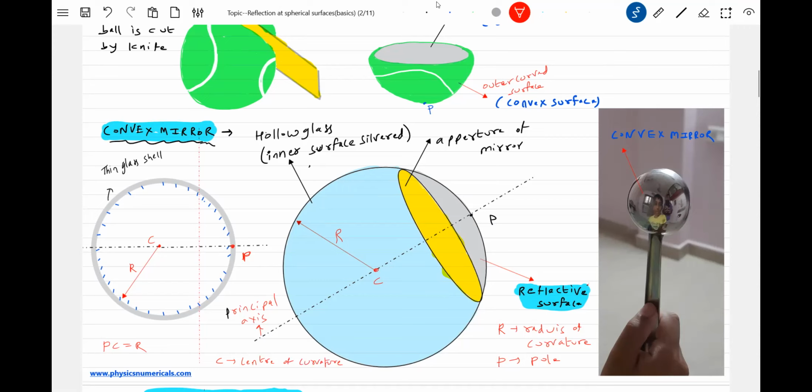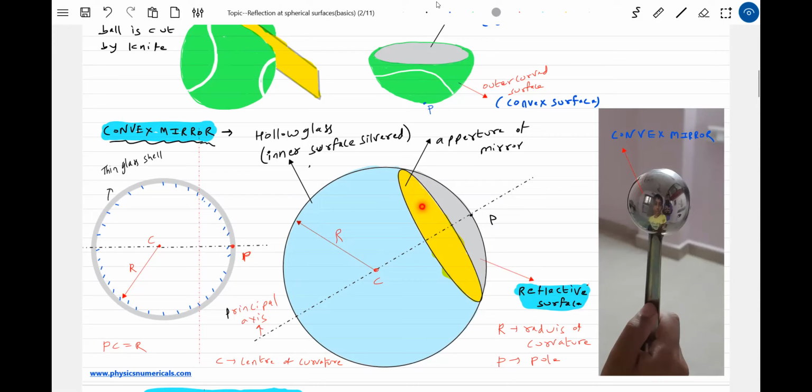I already pre-drew this so that we can save time, because drawing such diagrams and coloring will take more time. That's what I had drawn before class. Okay, fine. Able to make it out? So this particular structure now will become convex mirror. This will be the reflecting surface. Outer surface will be available for reflection. This is the aperture of the mirror, what we call it.